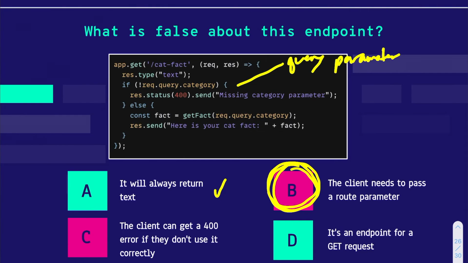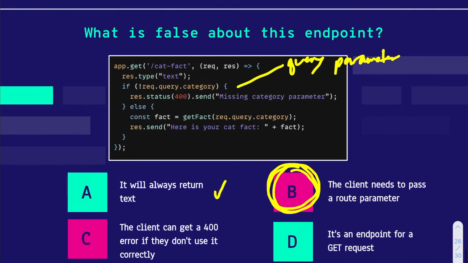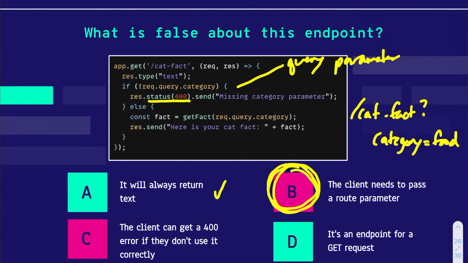So if we do not pass in a query parameter of a category of a cat fact, so if our URL doesn't look something like category equals, let's say, food or something, if it doesn't look like this, we as a client use the endpoint incorrectly. So what it's going to do is say status 400, which isn't great, as status 400 means that is a bad request. If the client uses it incorrectly, they can get that 400 error.